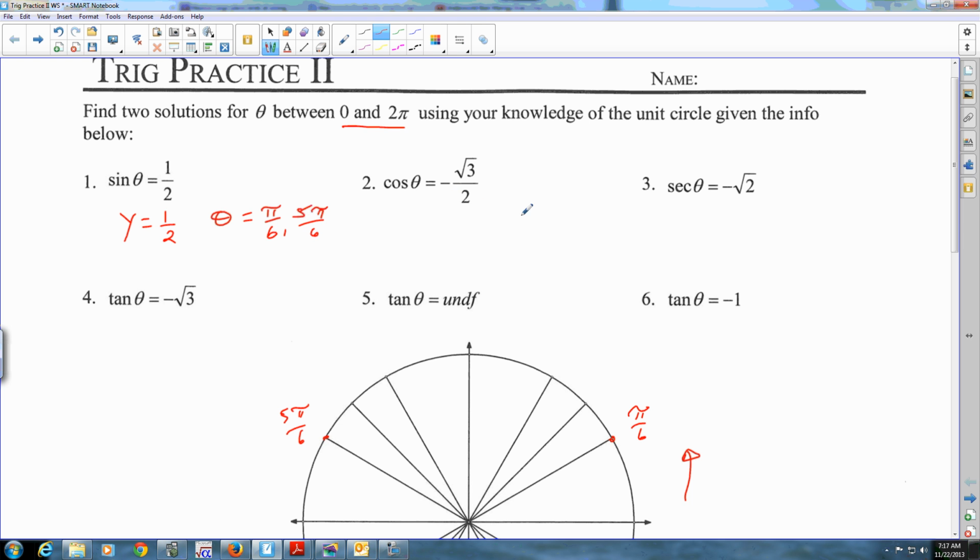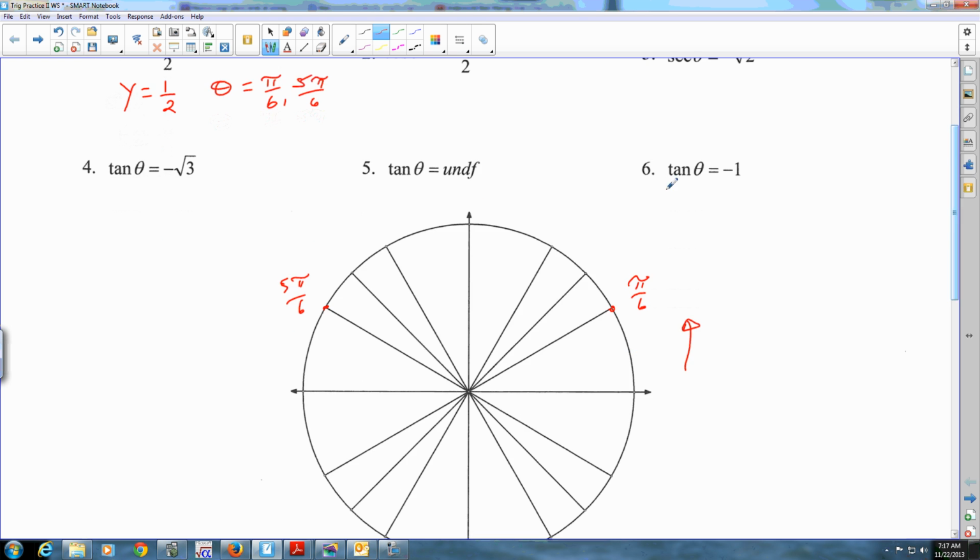Cosine negative square root of 3 over 2. Cosine is your x value. X is negative, left of this axis. Your x's are negative left. So square root of 3 over 2, this is going to be one of them, and this would be the other one. Again, dealing in radians, that's going to be 7 pi over 6. So your two answers would be theta is equal to 5 pi over 6 and 7 pi over 6.